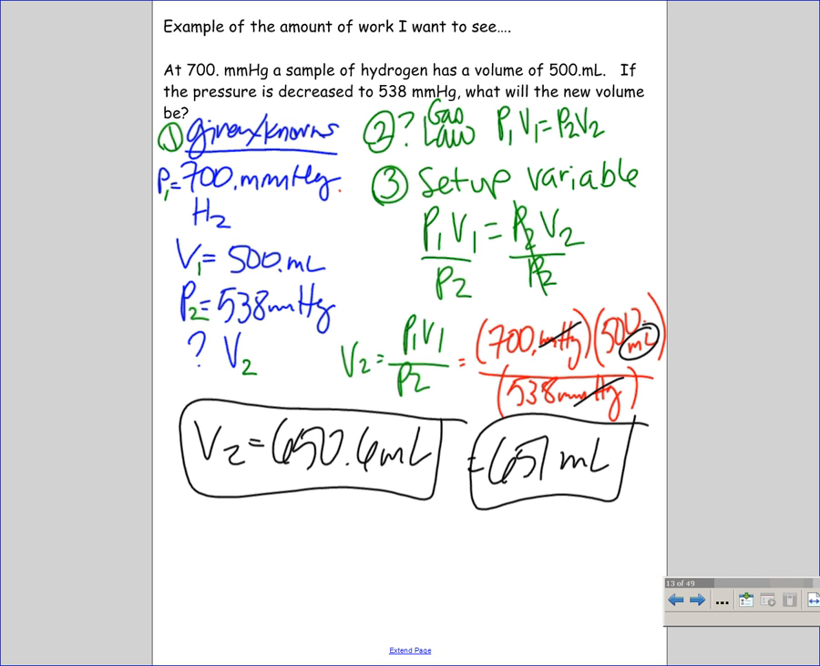Okay, let's make sure that makes sense. So my fourth step is always, does that make sense? Take your box of air. What did I do to my pressure? Decrease it. Come on, you can do it. Decrease your pressure. Put less pressure on your box. It should expand, right? Does your volume get bigger? Yes, it goes from 500 to 650. Good job, makes sense. So step 1, givens. Step 2, what's the law? Step 3, rearrange the law. Step 4, does it make sense?